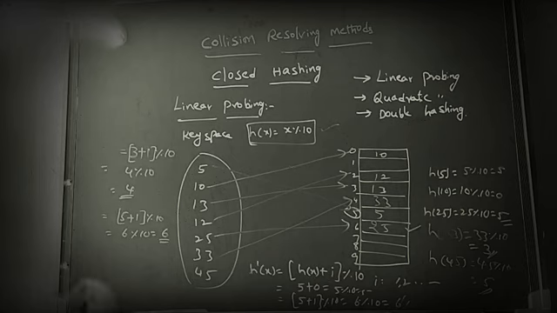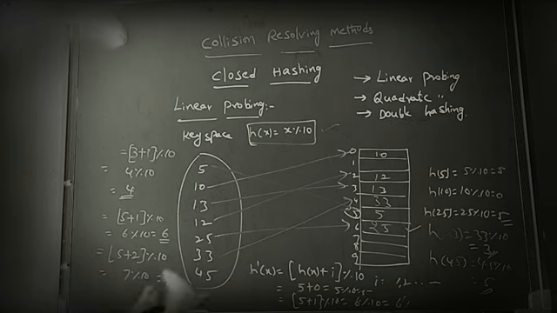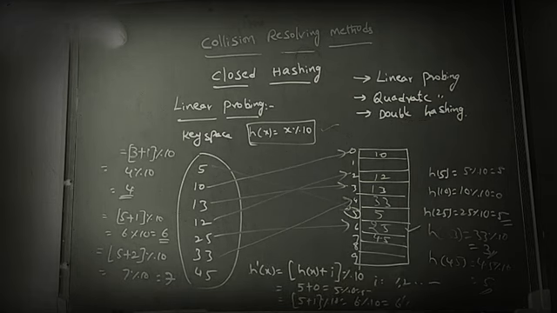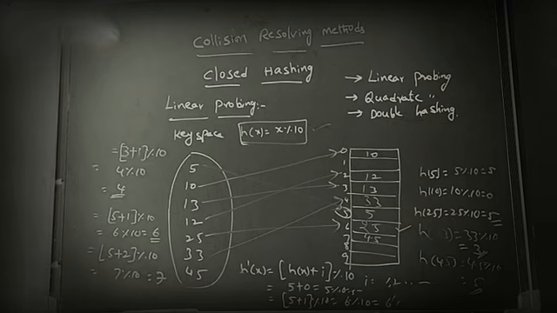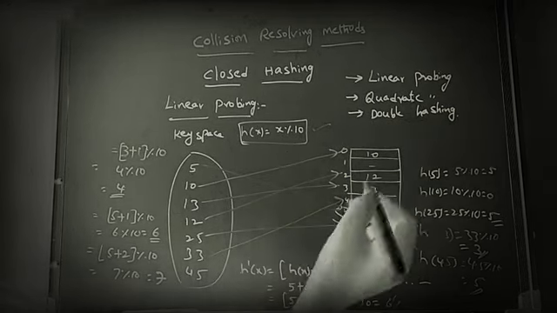So next go for I value is incremented by 1. 5 plus 2, 7. 7 mod 10, remainder is 7. Let us check again 7 is empty or not. 7 is empty. So then place the 45. Okay. So this is the way of inserting the elements.